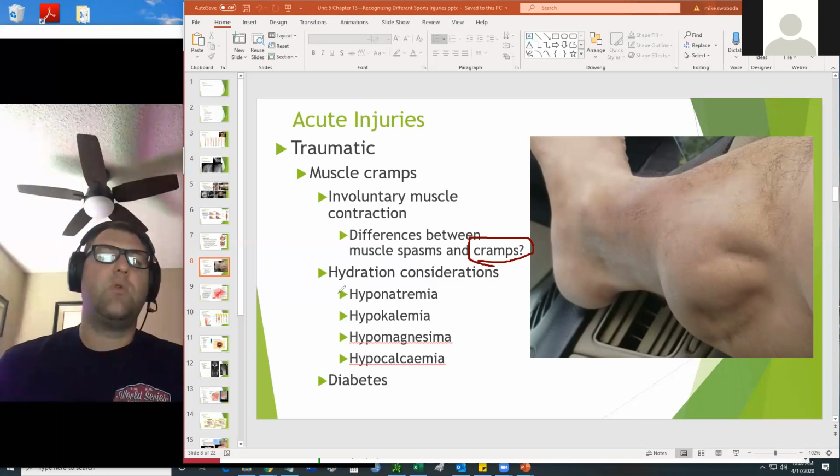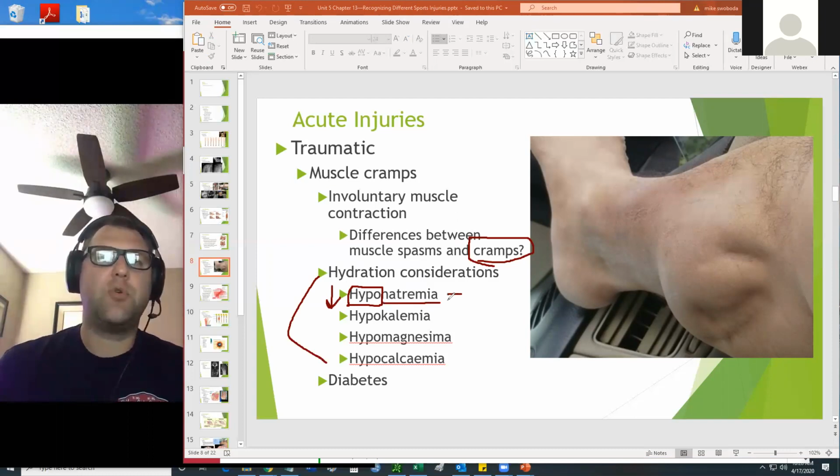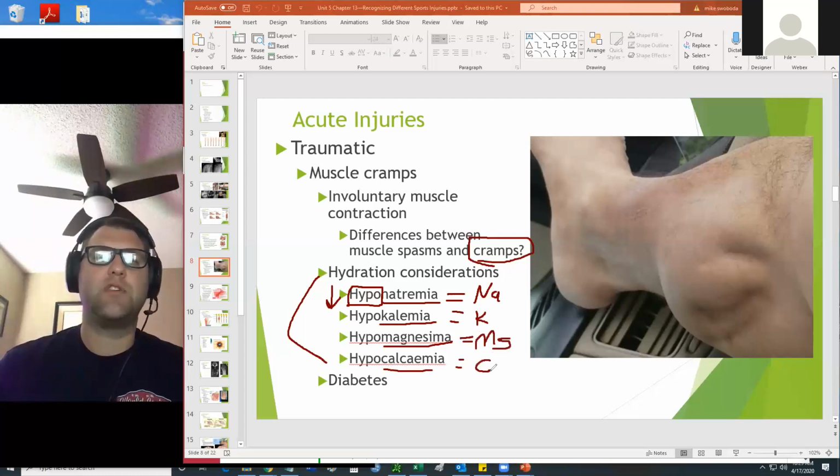When you look at these hydration considerations, anything that says hypo means low. Then you look at these here. Natremia refers to Na, which is sodium. Kalemia refers to K, which is potassium. Magnesemia refers to magnesium, and calcemia refers to calcium. All of these are your electrolytes.